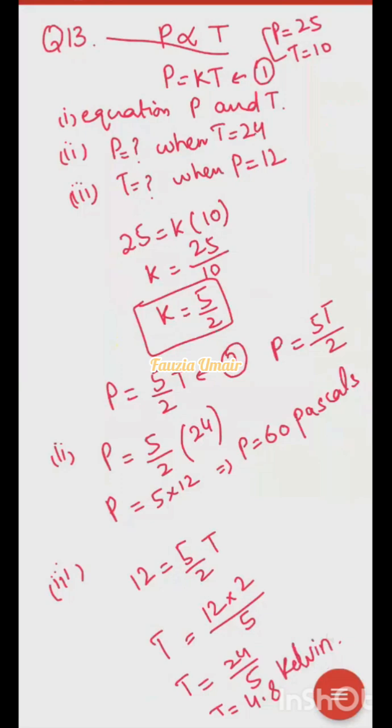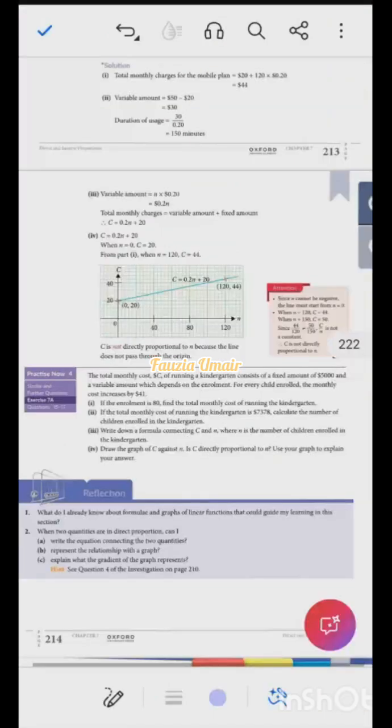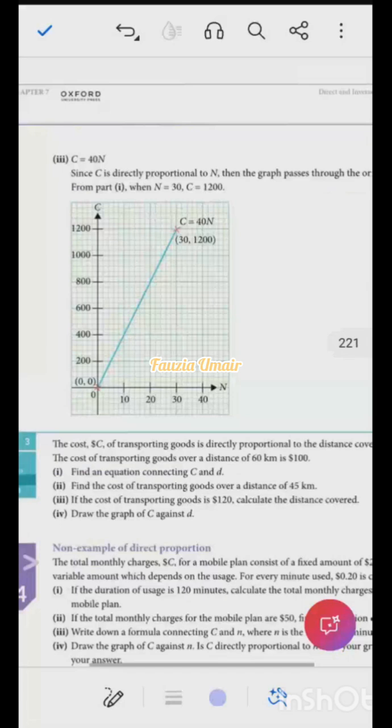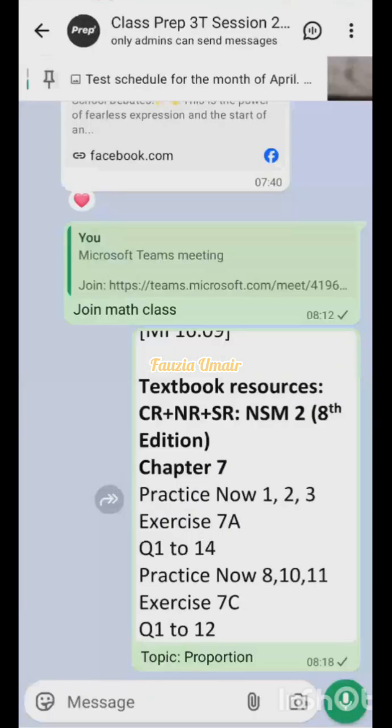Okay, any questions? So this is a similar question, just the graph of direct proportion. It is always a straight line, right? Just in front of you, there is an example. So this is always a straight line. But sometimes, there are powers with the quantities also.